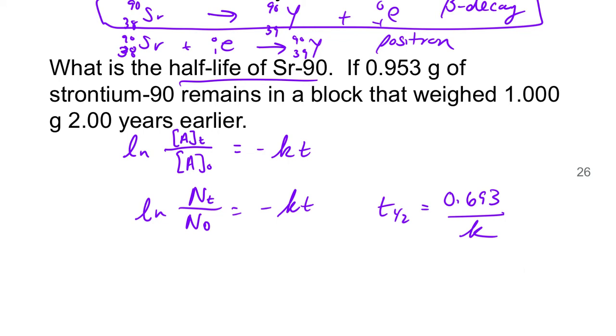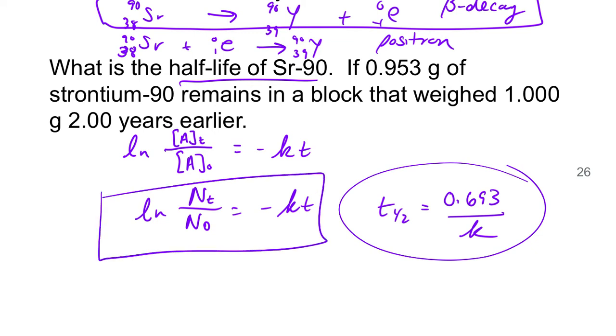So if we want to find the half-life, we need to know the rate constant k. And we don't have that, right? But we do know an initial mass, a final mass, and we know a time. So we essentially know everything in this equation except for k, which we can then solve for.